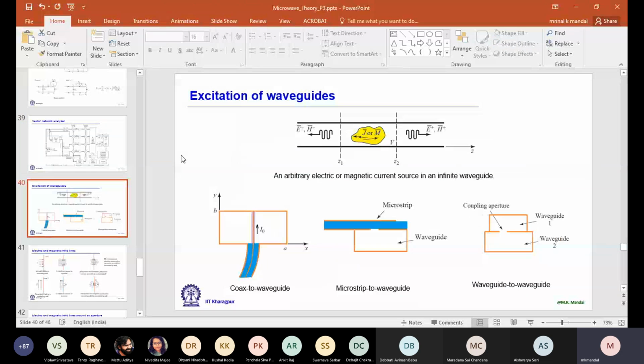Next, excitation of waveguide. So how do we really excite a waveguide? We discussed this when we discussed resonators, where we defined one parameter, Q external, the quality factor. That is the parameter by which we can determine how loaded the resonator is to the external world. It can be an external source or an external load.